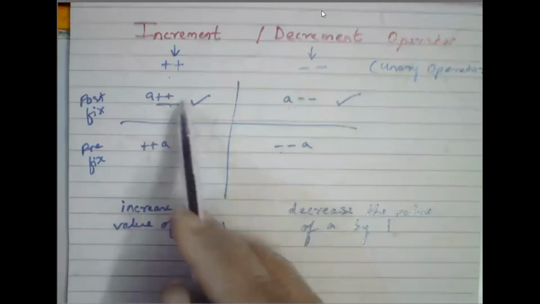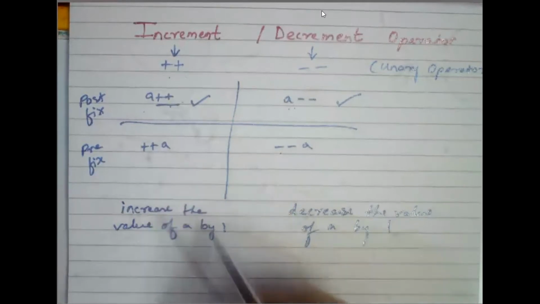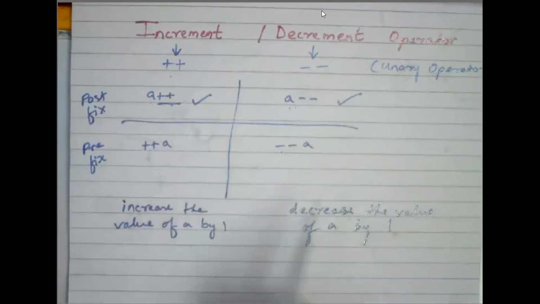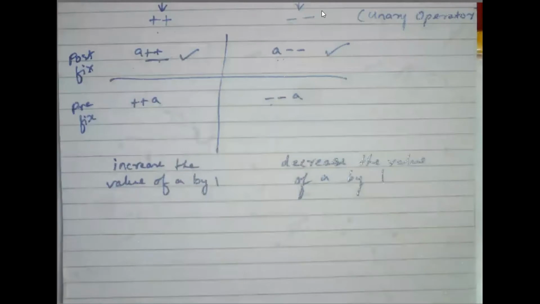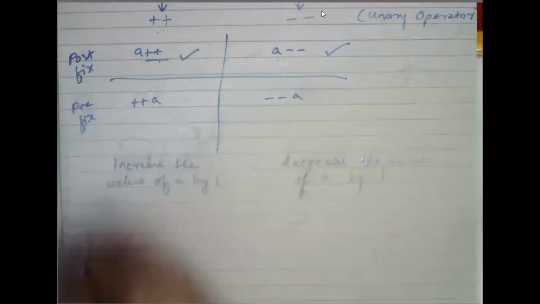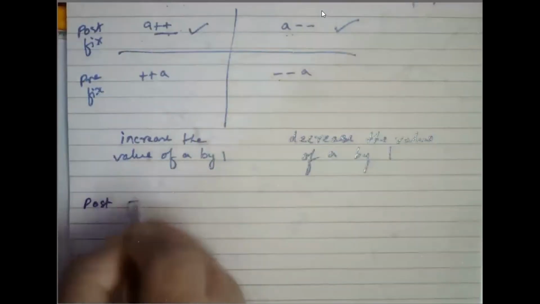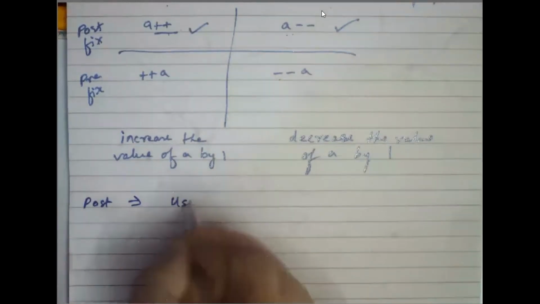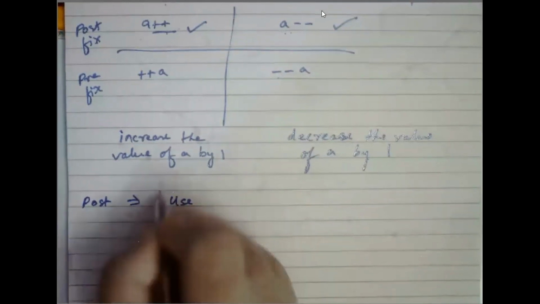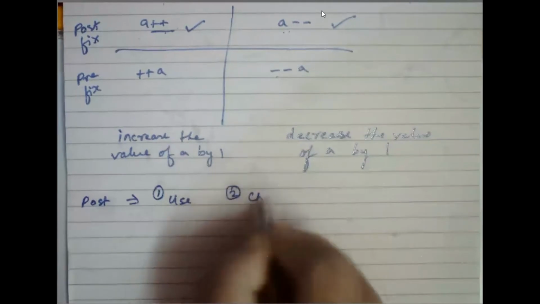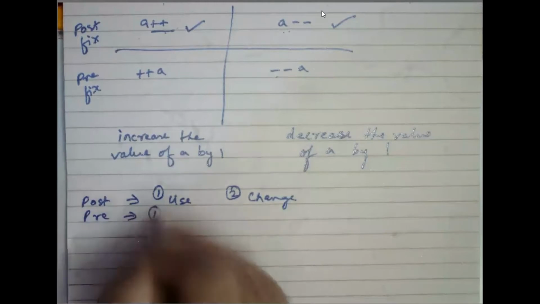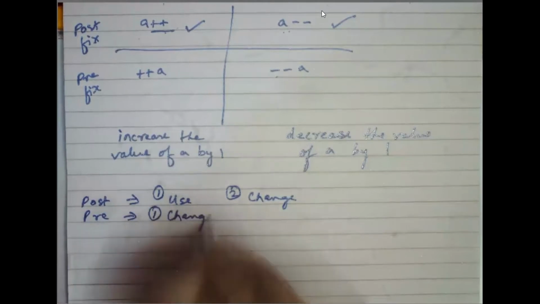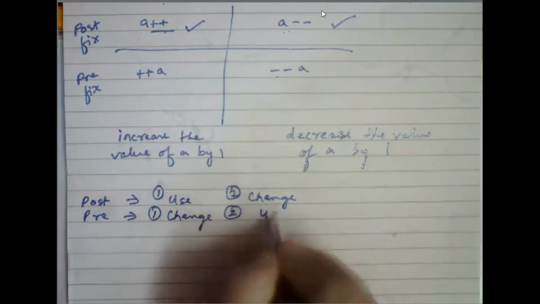Now both A++ and ++A will increase the value of A by 1, and both A-- and --A will decrease the value of A by 1. So what is the difference between postfix and prefix? In postfix, it follows the rule of first use, then change. And in prefix, the rule is first change and then use. So you can see they are just the reverse.